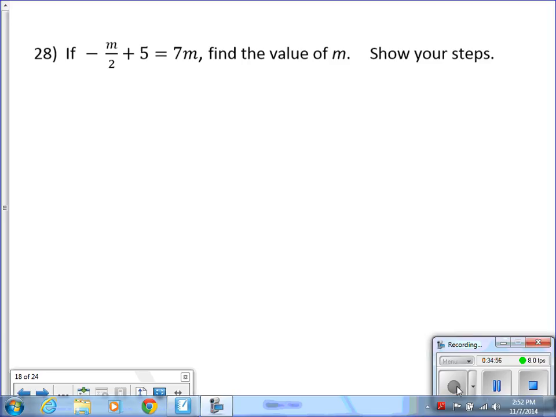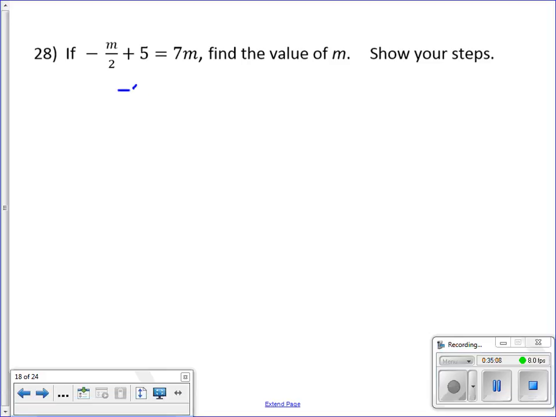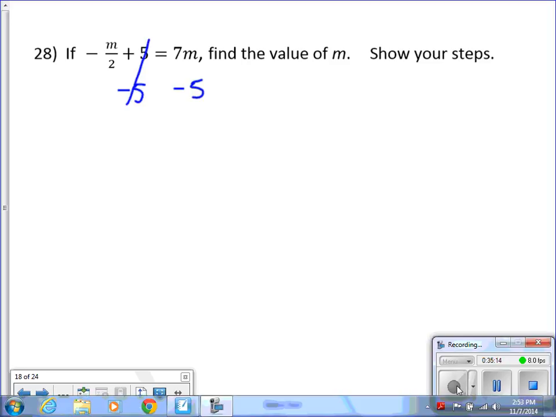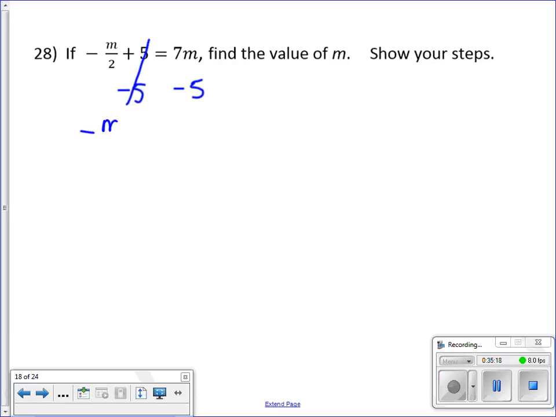Okay, on this one here, it's going to be a little bit harder to do than what you're going to have to do on your test, but it's worth going over. Kind of gets back to the ones we did in our practice the other day with our inequalities. So what we're going to do here, we are actually going to go ahead and minus the 5. This is going to be the easiest way to do it. We're going to minus 5 from both sides. This cancels out. And now we're going to have negative m over 2 is equal to 7m minus 5.